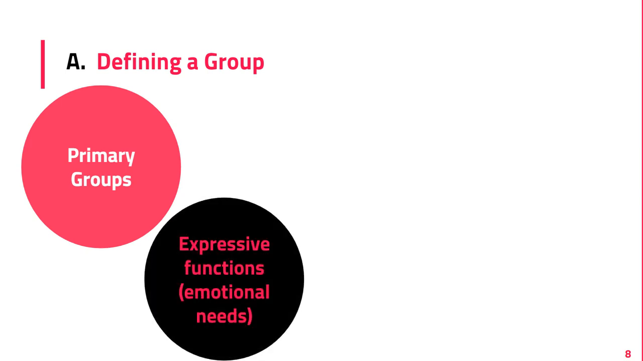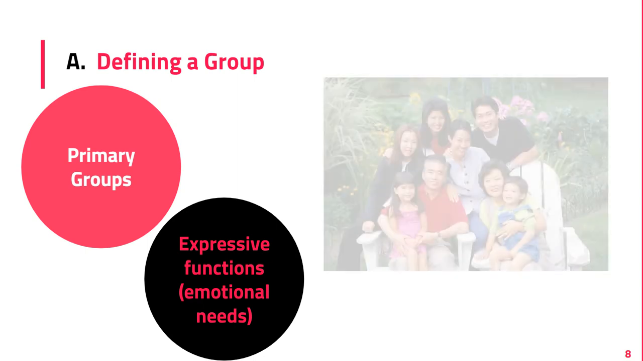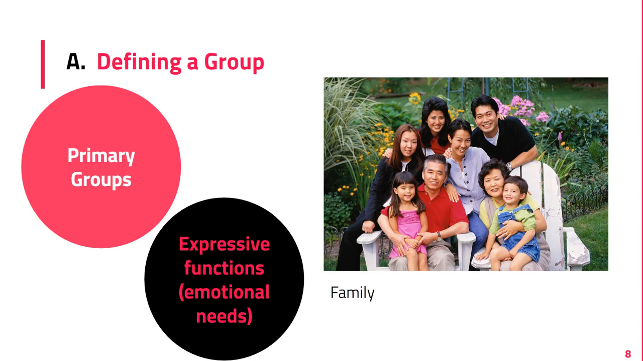Within each group, they can be further distinguished by two types, either primary or secondary groups. Primary groups refer to groups characterized by cooperative, intimate, long-term, and face-to-face relationships. So the group more often than not meets the expressive functions or the emotional needs of the members of this group. An example would be the family.